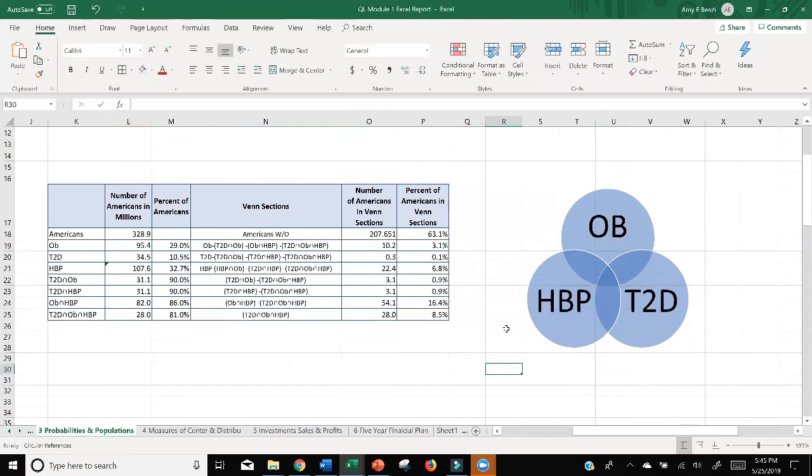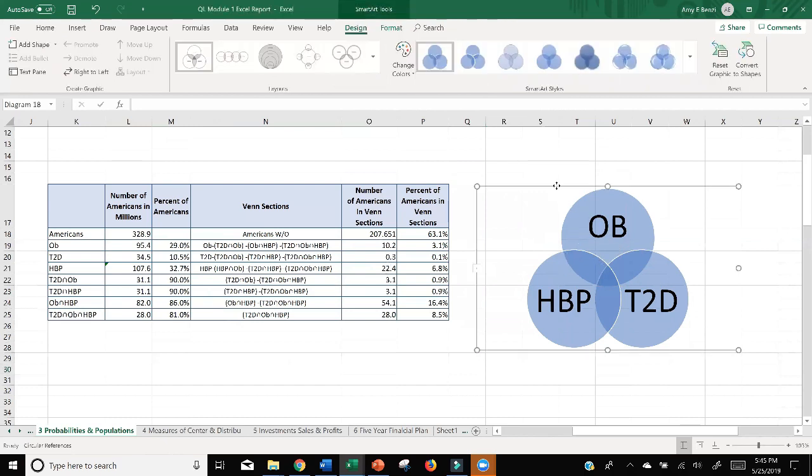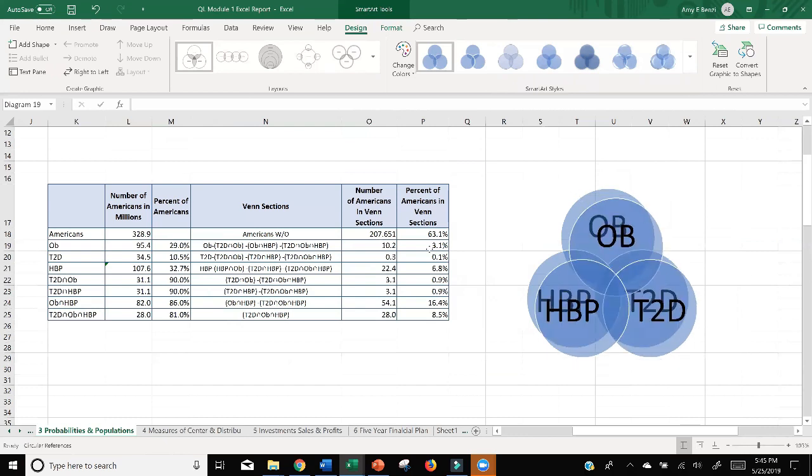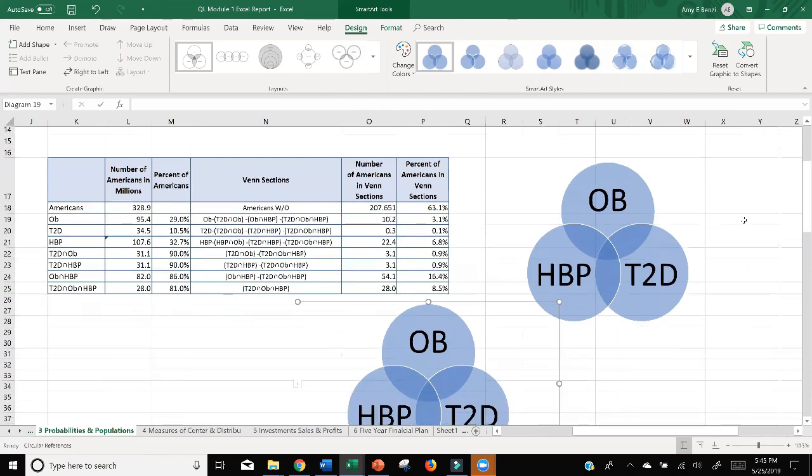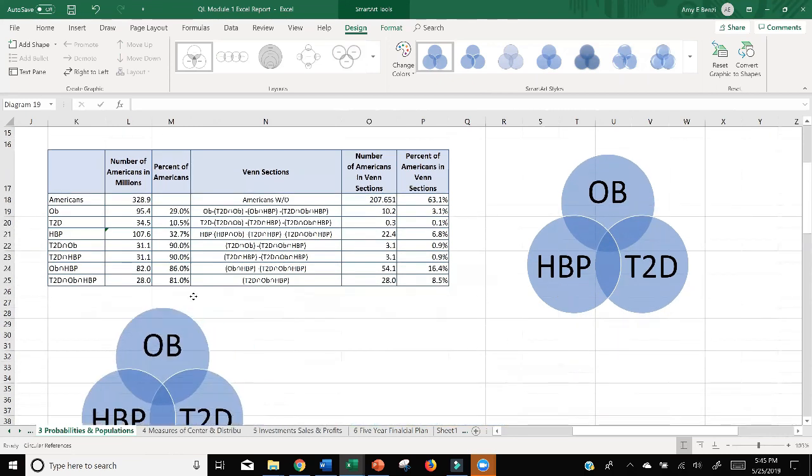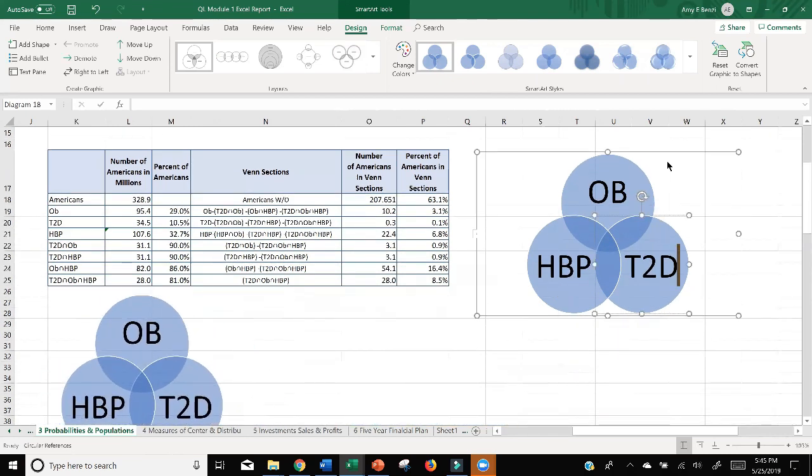Now we are going to create 2 of these Venn diagrams. So I'm actually going to go ahead and copy this and paste it again, because we do need 2 of these. I'm going to set these right below our chart here. And now we're going to label them.